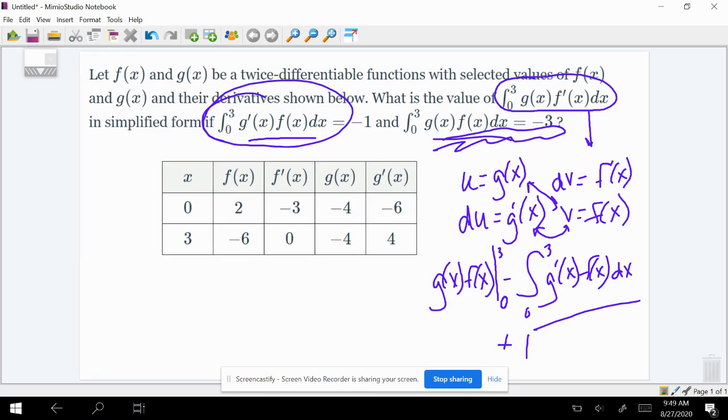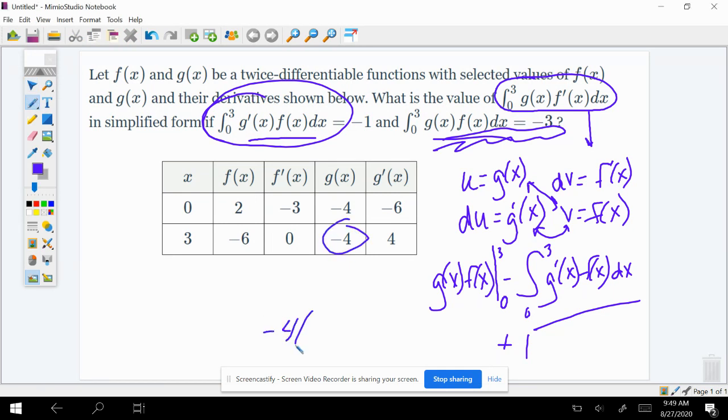Oh, I lost my pen. Hold on. So g of 3 is -4. F of 3 is -6, so you have -4 times -6, and then minus what you get when you put 0 in. So g of 0 is -4 again. F of 0 is 2.